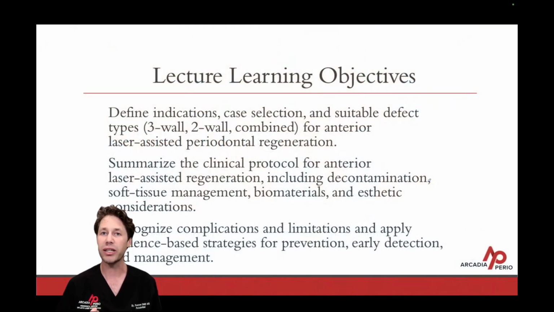A few learning objectives I want to walk through for tonight before we jump into this case in more detail. I want you to define indications, case selection, and identify two-wall, three-wall bony defects that are going to be most predictable for osseous regeneration. I want you to be able to summarize the LANAP protocol in the anterior aesthetic zone, and I want you to be able to recognize possible complications and limitations and the evidence-based strategies for prevention and early detection and management of these cases.